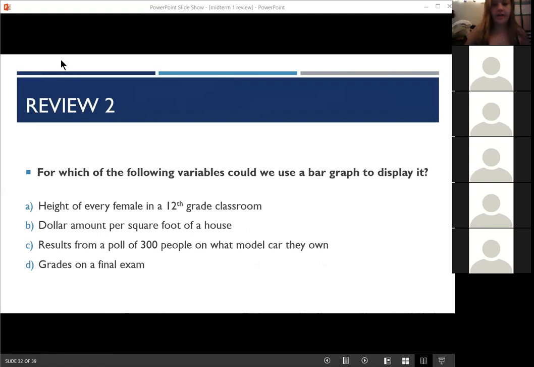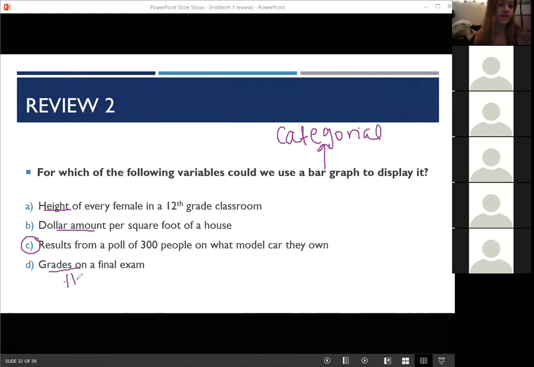All right, great job. Absolutely. So our answer is going to be C here, because this is our only categorical variable, and a bar graph is used to display categorical variables. So the rest of these are quantitative: height is quantitative, dollar amount is quantitative, and same with grades.